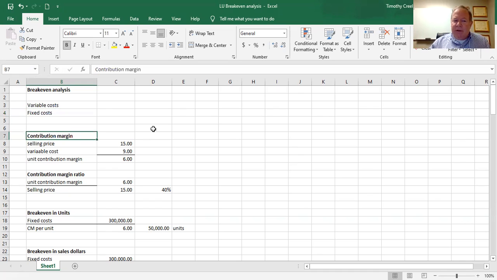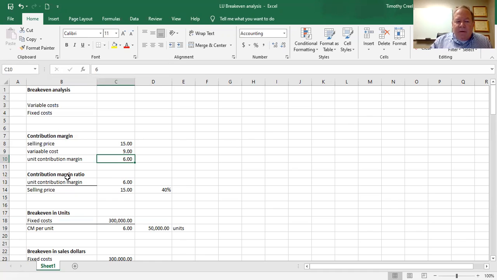Now, contribution margin is also a very important element. Contribution margin is defined as the selling price of an item minus the variable cost, which gives us our unit contribution margin. So if we're going to sell an item for $15 in the marketplace, and our variable cost to produce it is 9, then we have a unit contribution margin of 6. Think of contribution margin as what a company makes over and above the direct variable cost of that product.